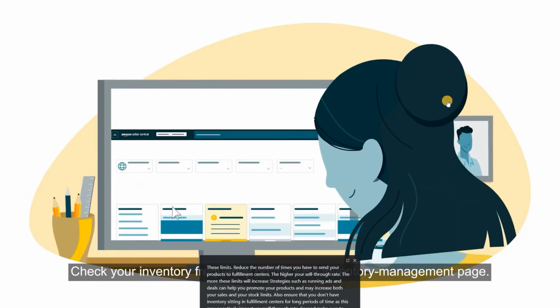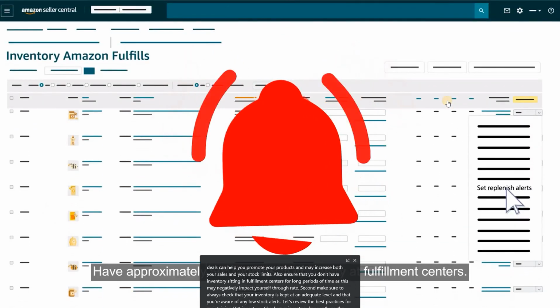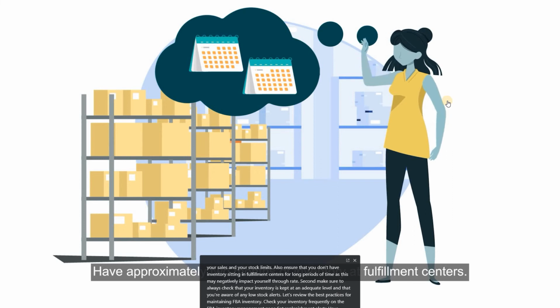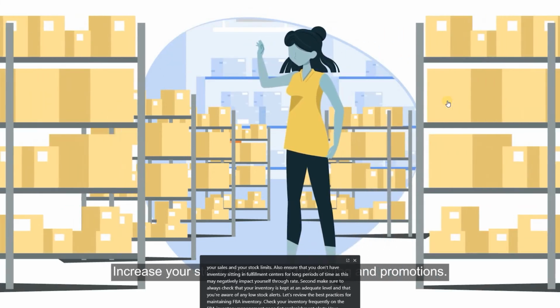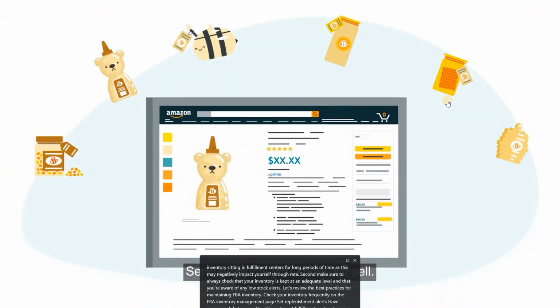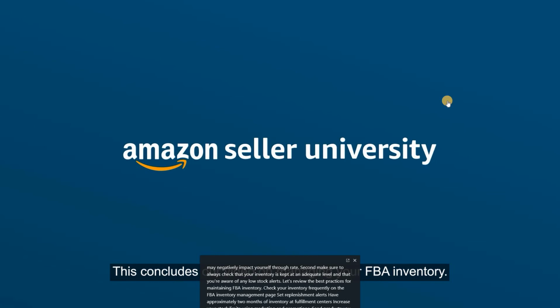Check your inventory frequently on the FBA Inventory Management page. Set replenishment alerts. Have approximately 2 months of inventory at fulfillment centers. Increase your stock limits using marketing and promotions. Send products you know will sell. This concludes our video on managing your FBA inventory.